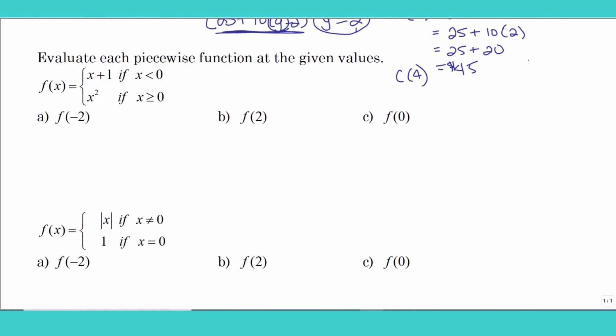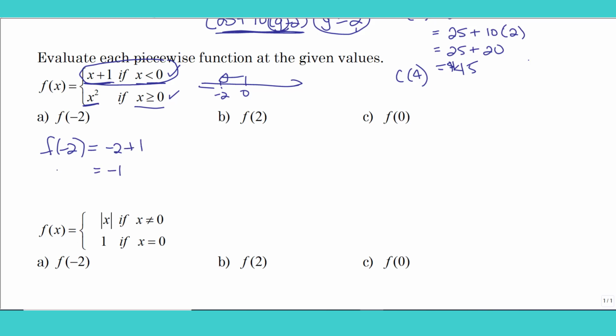So let's look at this example. We have a function, and it says use this one if your input is less than 0. It says to use x squared if we have any number that's 0 or greater. So f of negative 2. You have to ask yourself, is negative 2 less than 0, or is it greater than or equal to 0? If you look at a number line, negative 2 is definitely less than 0. So that means I need to use this function. So I'd say negative 2 plus 1, which is negative 1. That's all there is to it.